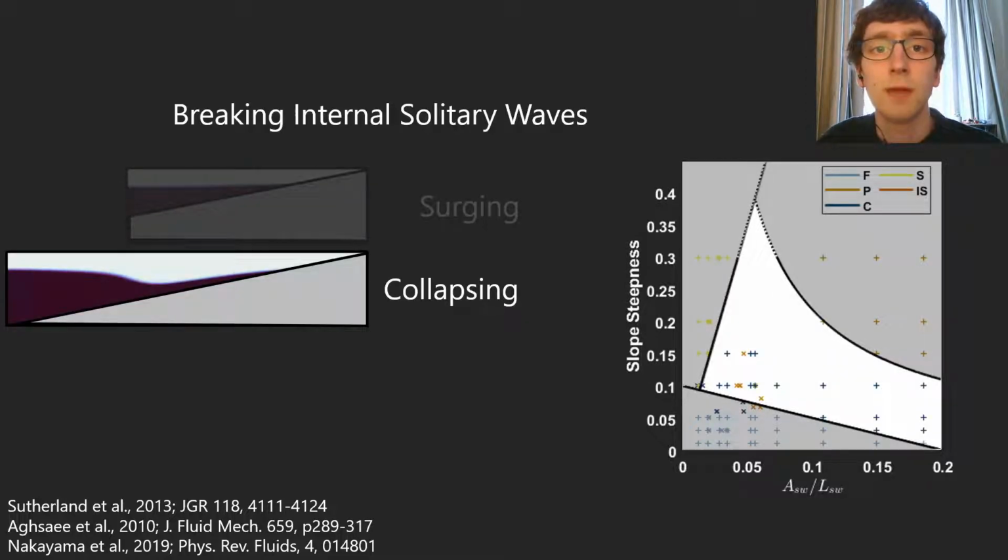Next up is the collapsing breaker. This is found in the mid region of the figure, so we have some intermediate values of slope and wave steepnesses, and this is characterized by the boundary layer effect of the separation bubble, which grows in strength as it shoals and causes the pycnocline to be drawn back on itself and to collapse.